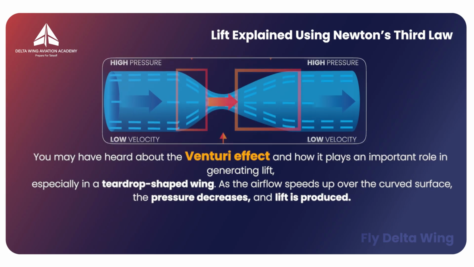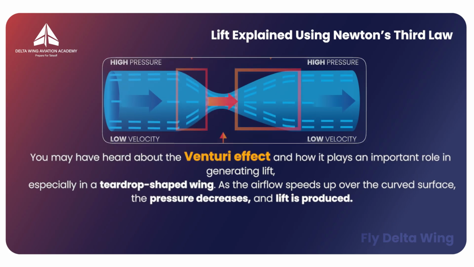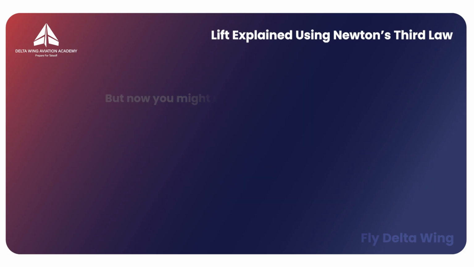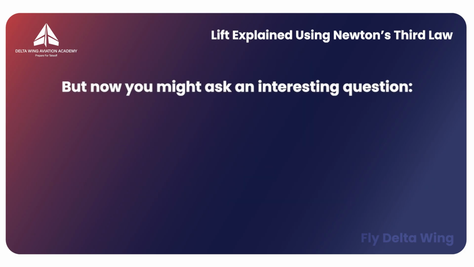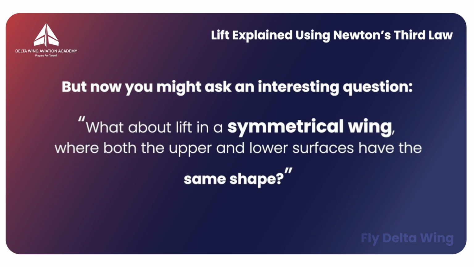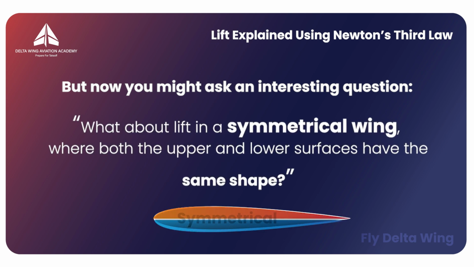You may have heard about the Venturi effect and how it plays an important role in generating lift, especially in a teardrop-shaped wing. As the airflow speeds up over the curved surface, the pressure decreases and lift is produced. But now you might ask an interesting question. What about lift in a symmetrical wing, where both the upper and lower surfaces have the same shape?